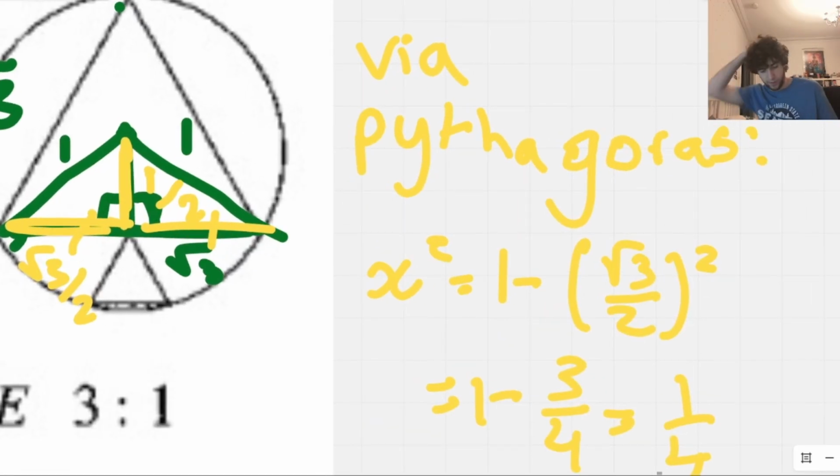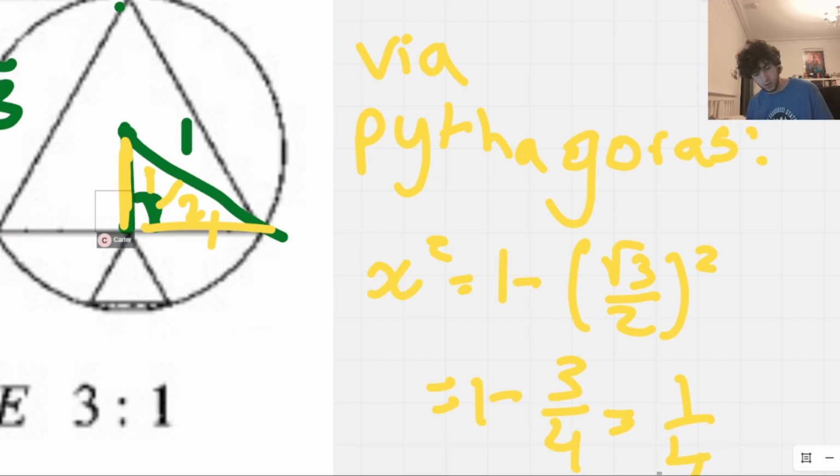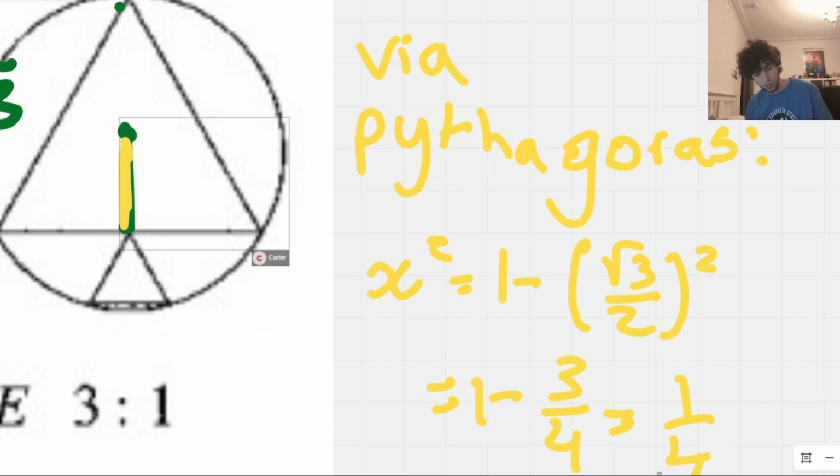Okay, so now we can get rid of everything else. Now that we know that's a half, we need to think about how we're going to get this length, or this length. Well, we also know the radius of our circle is 1.